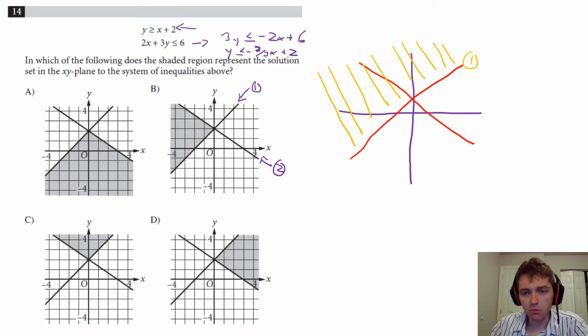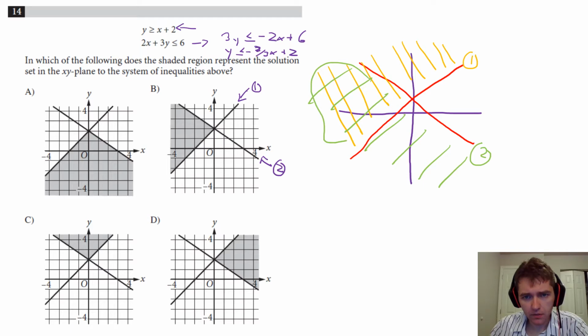So let's grab another color, and we'll say this is the second equation, and it is less than, which means all of the solutions must be underneath. The region of overlap is right here, and that is the region where those values are a solution to the system of inequalities, and that is equivalent to B. You can see that's the area that's shaded in B. B is your correct answer.